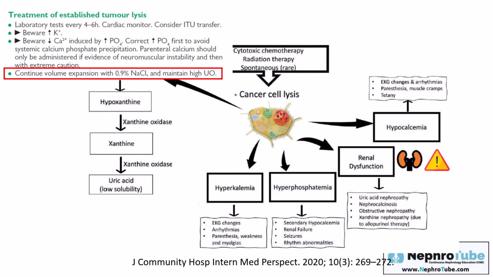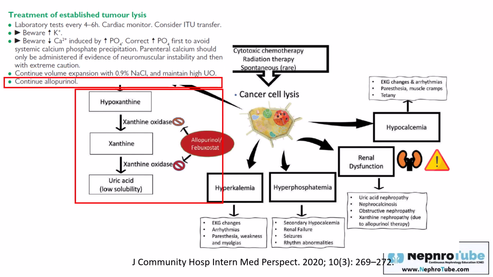After we talked about hyperkalemia, hyperphosphatemia, and hypocalcemia, one of the most important points of treatment of tumor lysis syndrome is to continue volume expansion with normal saline to maintain high urine output, to wash uric acid and phosphate precipitation out of the tubules. Then you can continue allopurinol and febuxostat to prevent the conversion of hypoxanthine into uric acid.